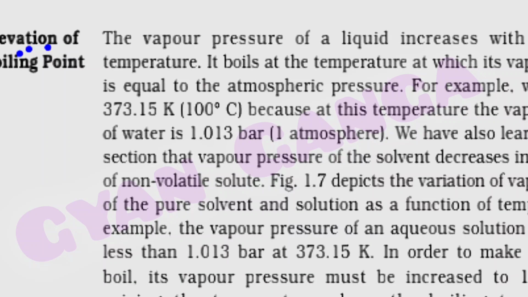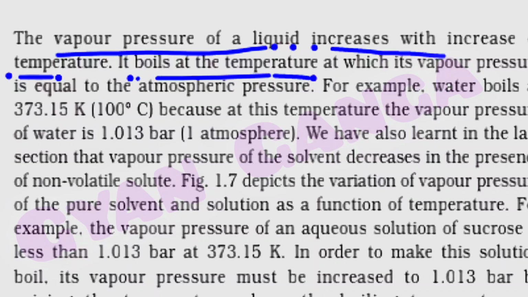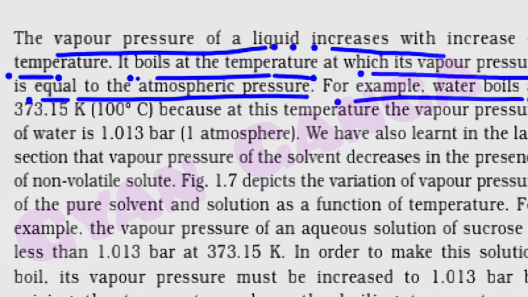Elevation of boiling point. The vapor pressure of a liquid increases with increase of temperature. It boils at the temperature at which vapor pressure is equal to the atmospheric pressure. For example, water boils at 373.15 Kelvin, that is 100 degrees Celsius, because at this temperature the vapor pressure of water is 1.013 bar, that is 1 atmosphere.